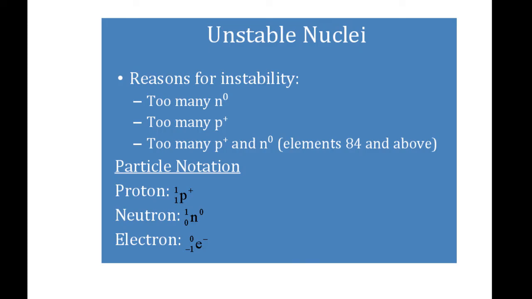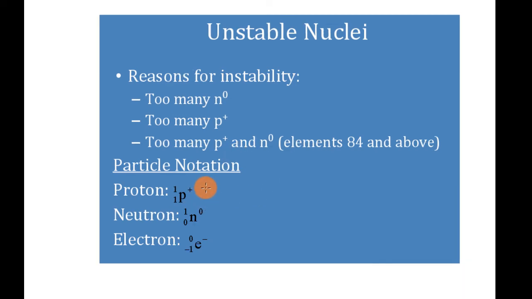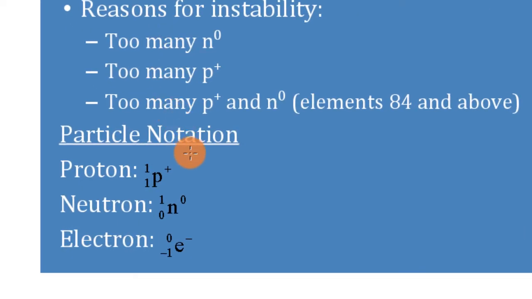Okay, so now we know that nuclei are unstable and they change. So there's either too many neutrons, too many protons, or both too many protons and neutrons. Okay, so all elements 84 and above have this issue. There's just something about that many protons together that leads to very unstable nuclei. Okay, so that is your reason for instability.